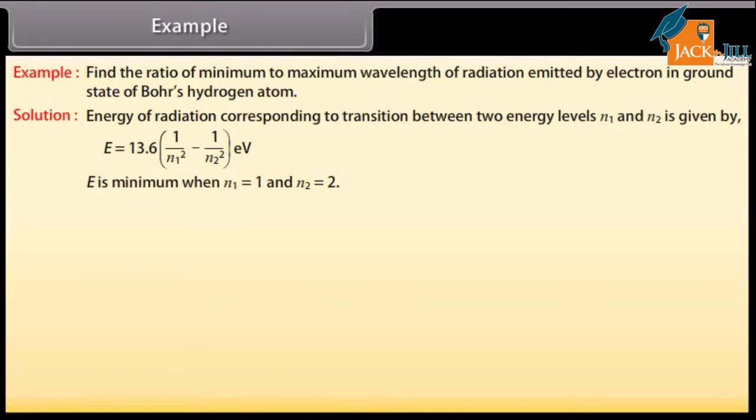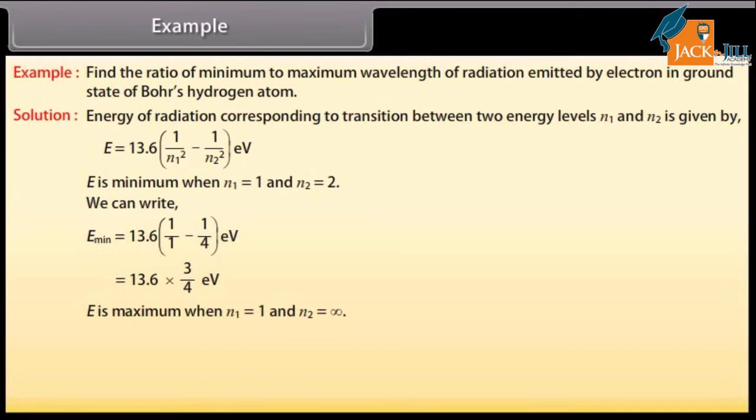E is minimum when n1 is equal to 1 and n2 is equal to 2. E minimum is equal to 13.6 into 3/4 electron volt. E is maximum when n1 is equal to 1 and n2 is infinity. E maximum is equal to 13.6 electron volt.